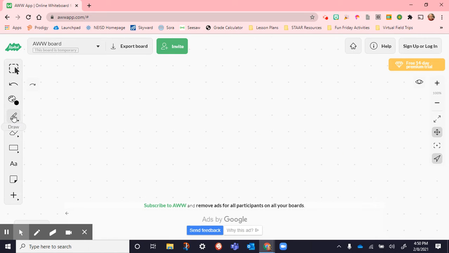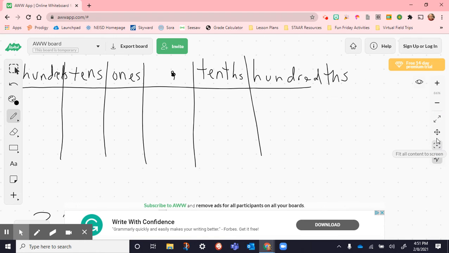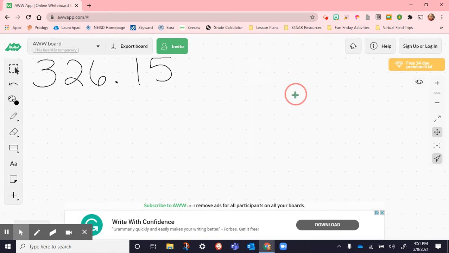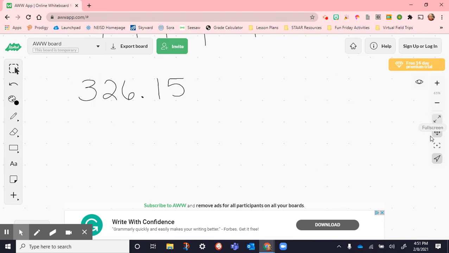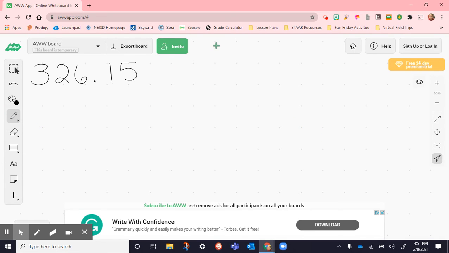And what we're going to do is some practice. So I'm going to give you some numbers, and we're going to practice putting them into expanded form and expanded notation. So if I give you 326 and 15 hundredths, your job is going to be to write this a couple different ways. So one way is you're going to take this number and put it in expanded form.